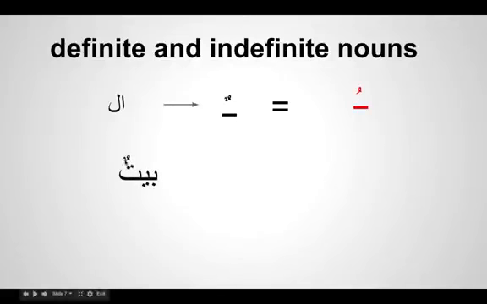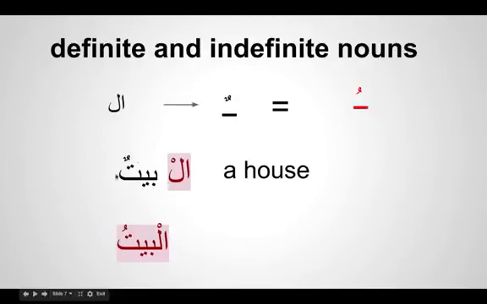If we have baitun, indefinite, with double dhamma, and we add al, it becomes al-baitu. So al gets attached, then the double dhamma gets shifted to a single dhamma. Al-baitun is a house, and it changes into the house, that particular house. The reason it changes from double dhamma to single dhamma is that double dhamma is a sign of indefinite and al is a sign of definite, so both can't coexist in the same word.